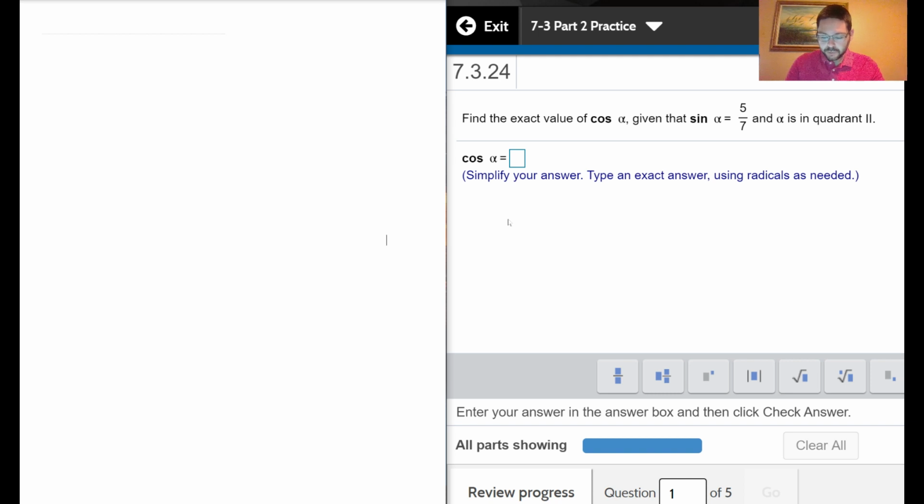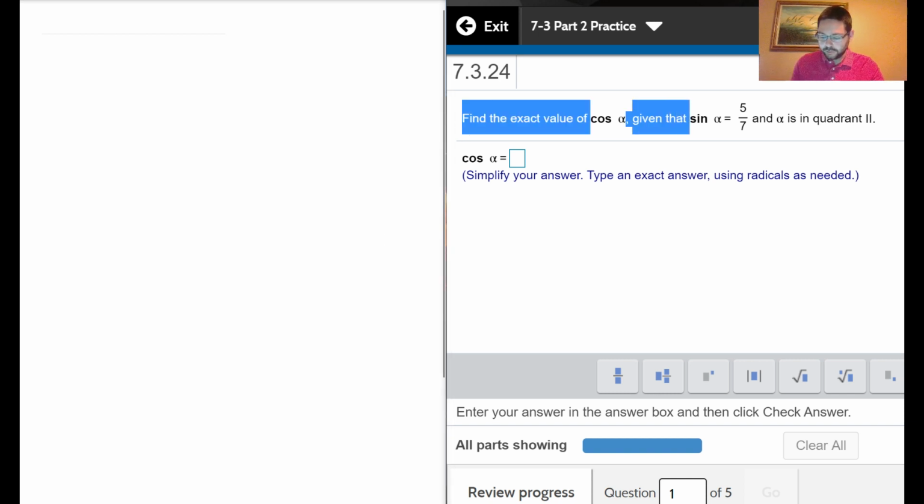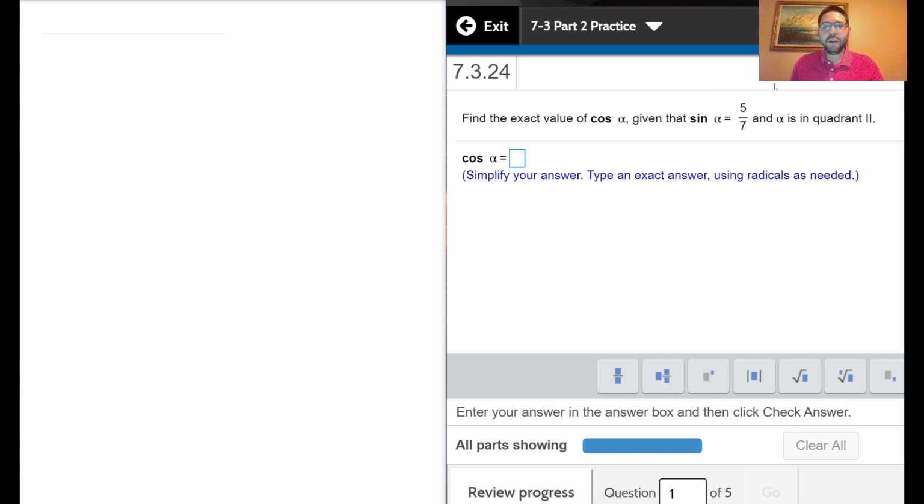Okay, so for the first problem, we're trying to find the exact value of cosine alpha, given that sine alpha is 5/7 and alpha is in quadrant 2. All right, so first off, let's determine whether cosine is going to be positive or negative in quadrant 2.